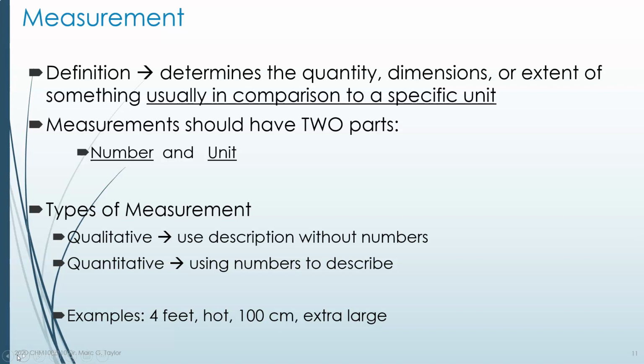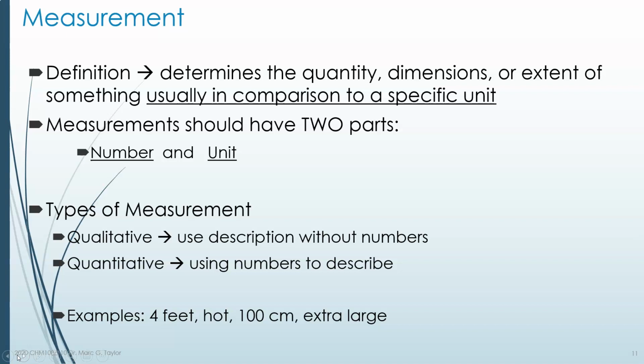Extra large. Well, what is extra large? It's relative to what? You could have an extra large jelly bean or an extra large planet. Okay, they don't mean anything specific. It's always relative. So we like to deal in quantitative amounts in science because quantitative amounts with a number and a unit can be reproduced.